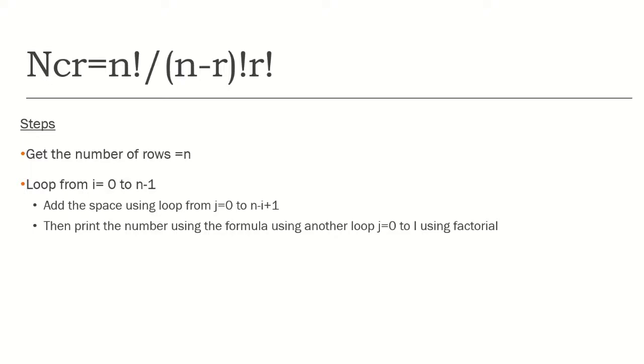Then first you have to print the space. After that, once the desired space is reached, we will print the number using this nCr formula. So we are going to see the two methods in our program, and we are going to write the code both in C# and Python. So let us begin.